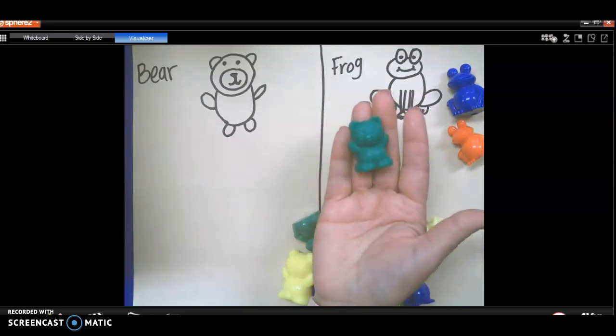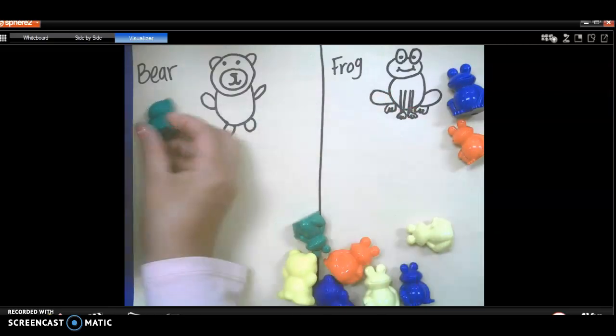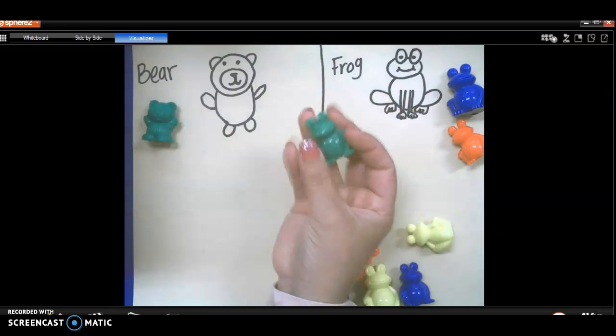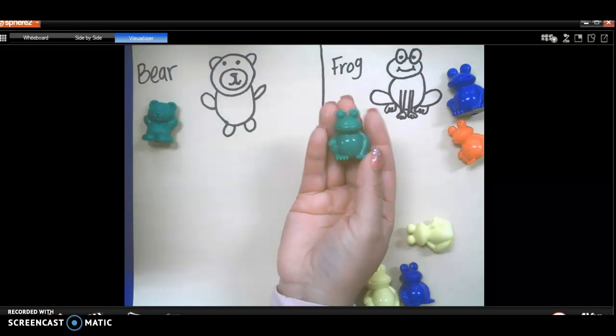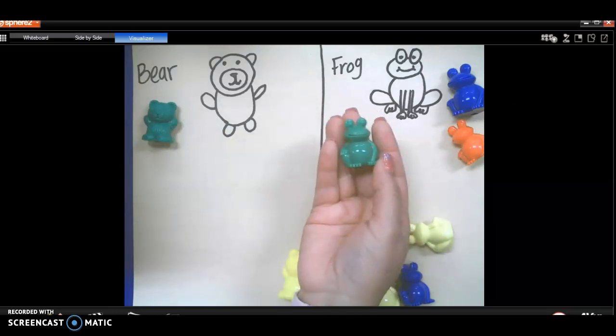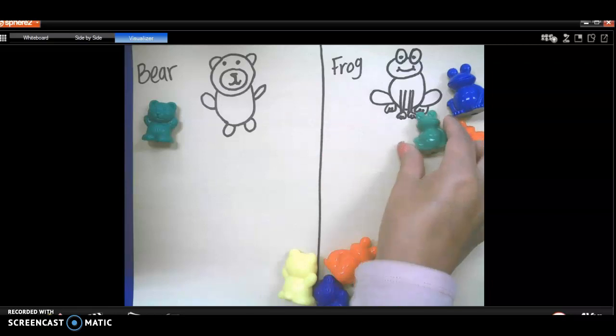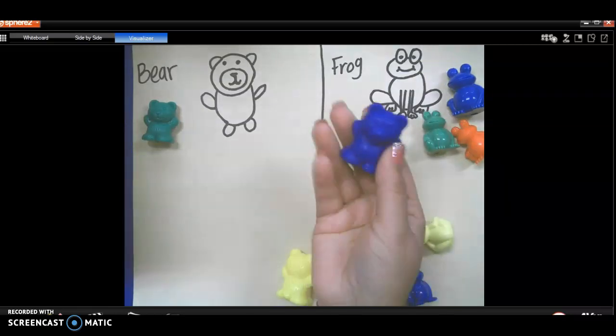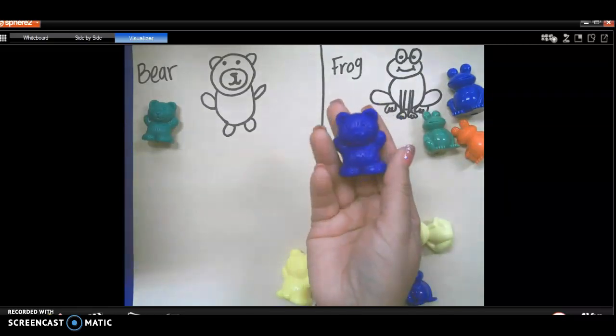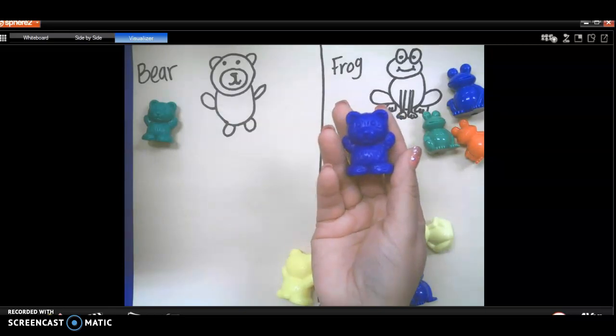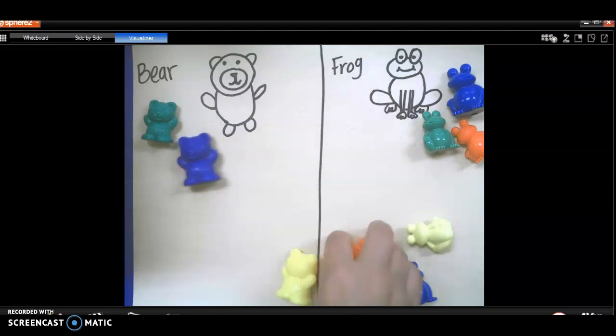What about this one? Yeah, that looks like a bear, so we're going to put it right there. What is this? A bear or a frog? A frog. So we're going to put it with the frogs. What is this? It's a bear, so we're going to put it right there.